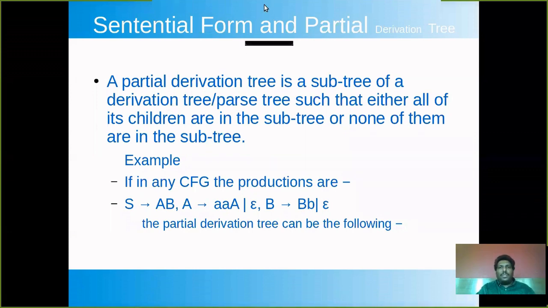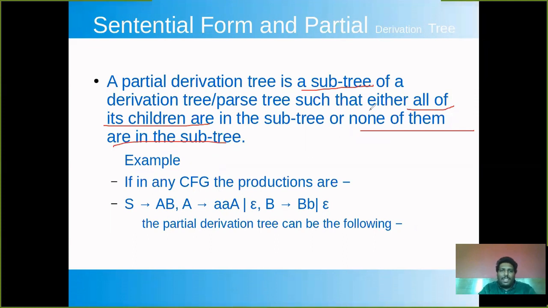Here there are two things we need to clearly know. One is that it's a subtree, not a complete tree, of the derivation tree. And either all the children are in the subtree, or none of them are in the subtree. So that is what a sentinel form or a partial form is.